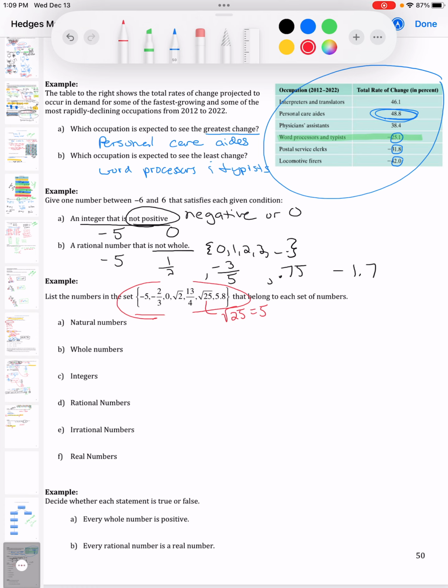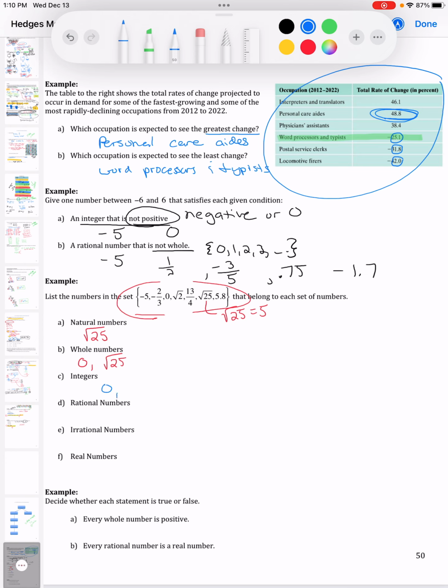Thinking about the natural numbers, they start with 1 and go on to infinity. No 0, no negatives, no decimals. So the only natural number up here is the square root of 25, or you can list 5, either way. Now, all natural numbers are whole numbers. So the square root of 25 is also a whole number, plus 0 is also a whole number. This list is going to keep growing bigger and bigger. You're going to keep reusing numbers. So go ahead and hit pause and see if you can finish classifying these numbers. All right, let's see how you did.